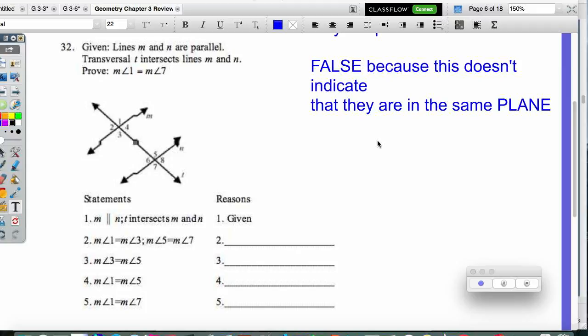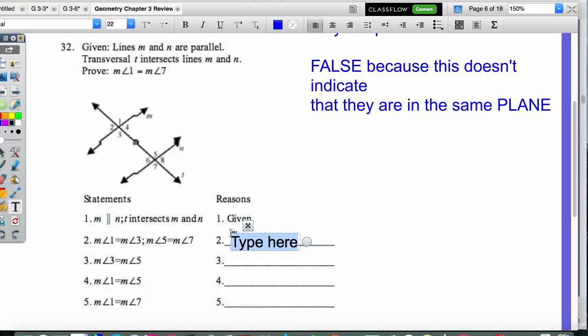So for number 32, you're given that lines M and N are parallel. You're given that transversal T intersects M and N, and you're asked to prove that the measure of angle 1 is equal to the measure of angle 7. On this one, if I were giving you something like this on the test, it would actually say don't use alternate exterior angles theorem, because that's what you're actually proving here. So measure of angle 1 is equal to measure of angle 3, which is equal to measure of angle 5. Measure of angle 5 is equal to measure of angle 7. Those are vertical angles, so that's the vertical angles congruence theorem.